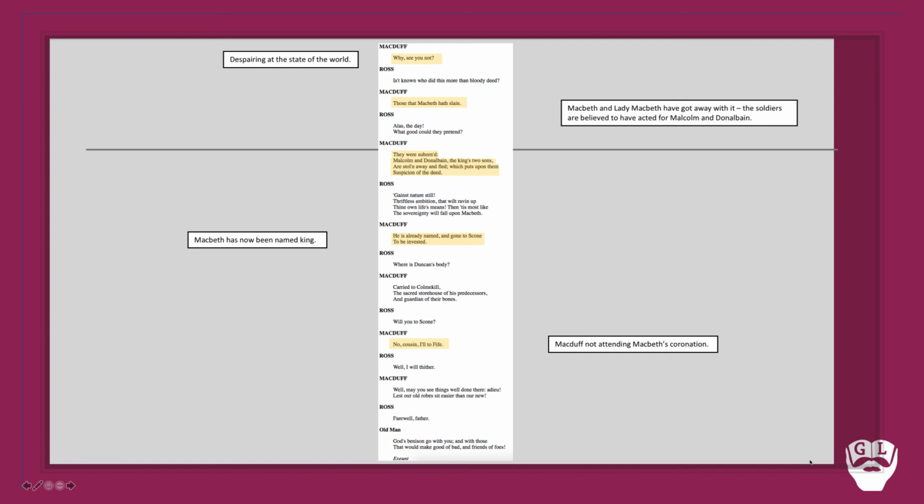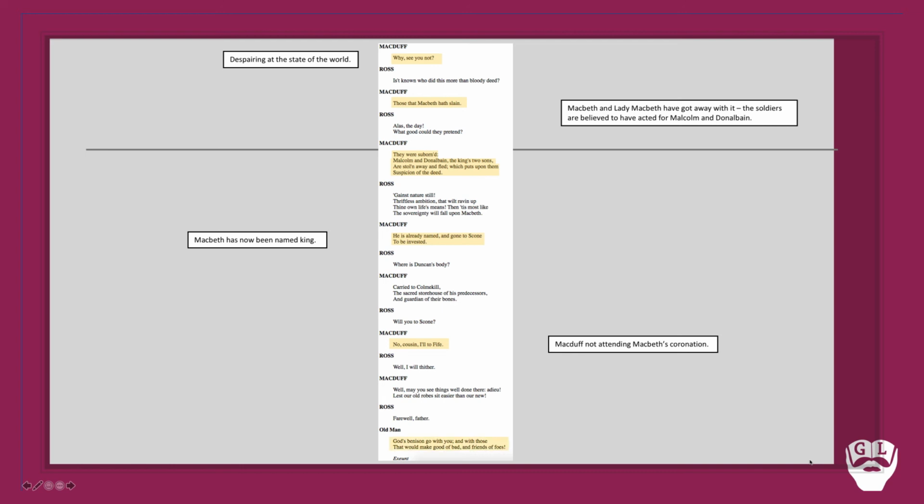Macduff is distancing himself from Macbeth. He does not go on to comment on why he's distancing himself from Macbeth in any great detail, but what he does do, and what he does say, is quite explicit in his separation from Macbeth.